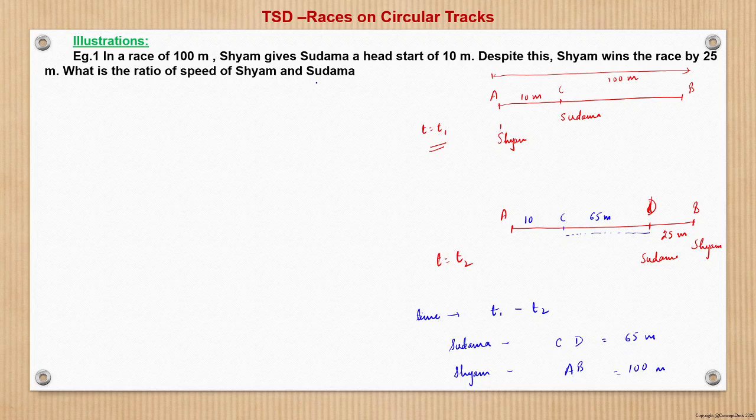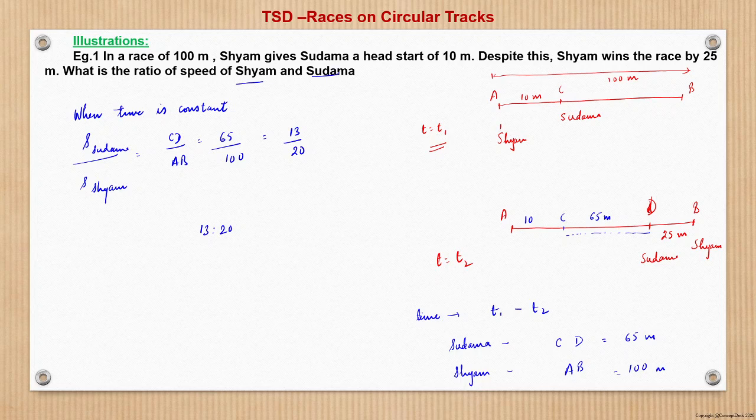So what is the ratio of speed of Shyam and Sudama? Ratio when time is constant, this we have done. When time is the same, the ratio of speed of Sudama upon the speed of Shyam is equal to the ratio of distance, that is CD upon AB, which is nothing but 65 upon 100, which is 13 is to 20.